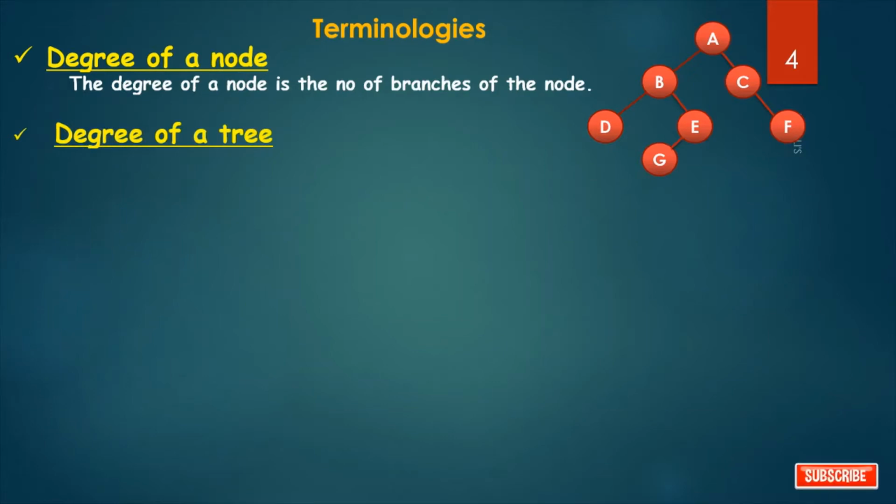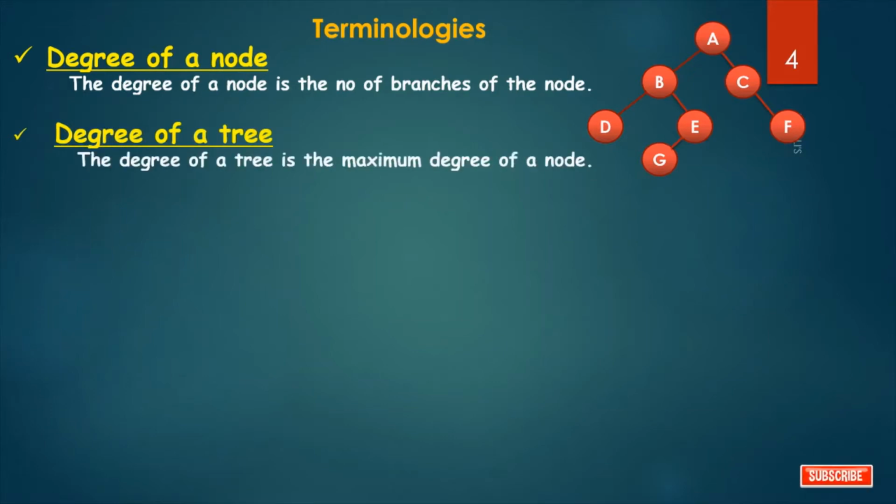Now, the degree of a tree. What is the degree of a tree? The degree of a tree is the maximum degree of a node. For this tree, A has degree 2, B has degree 2, E has degree 1, C has degree 1, and D, G, F have degree 0. But the maximum degree is 2. So, the degree of this tree is 2.